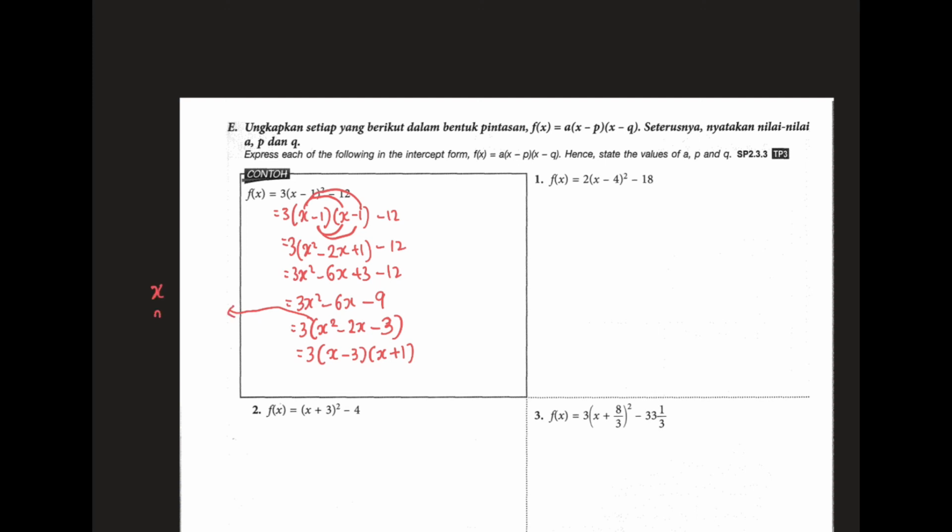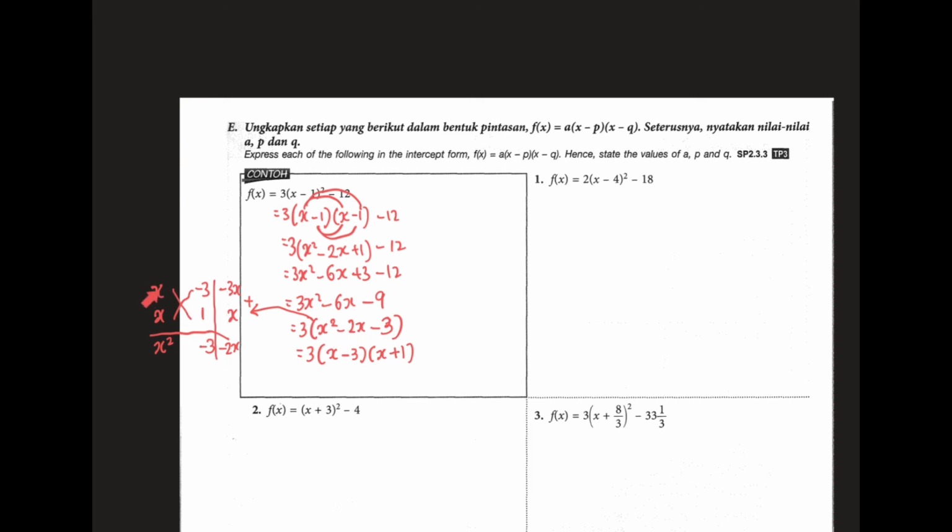x times x becomes x squared. Then you think of how to get negative 3. Negative 3 times 1, you will get negative 3. You cross multiply to double check whether this is correct or not. Minus x times minus 3, minus 3x. x times 1, you get x. Then you add up. Minus 3x plus x is minus 2x. So it is correct if you can get the middle term.